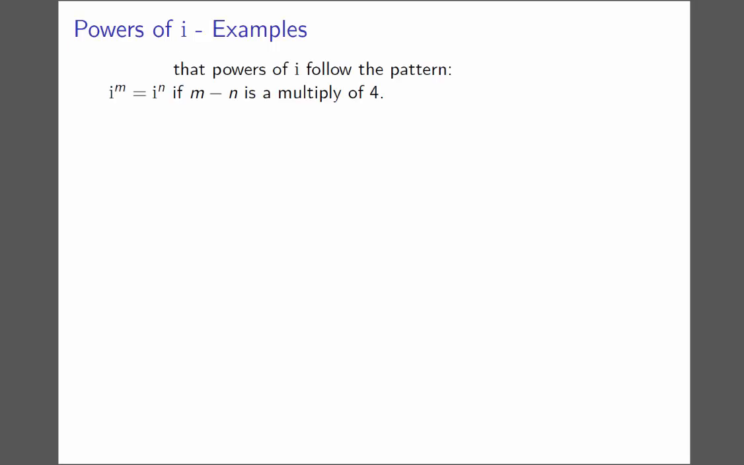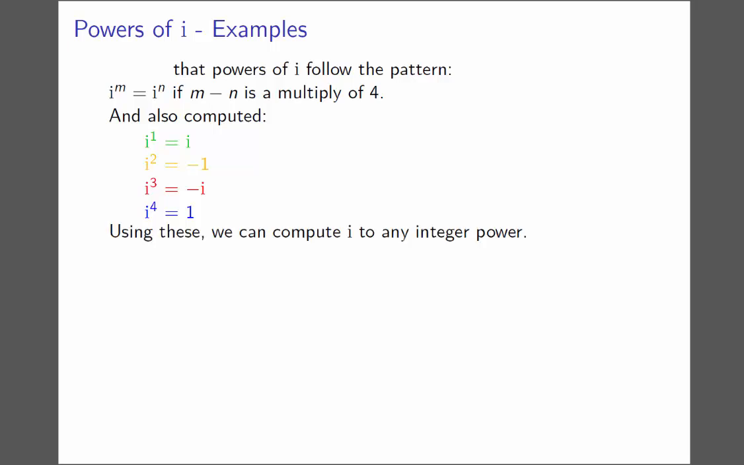We saw that powers of i follow the pattern i^m equals i^n if m minus n is a multiple of 4. And we also computed i to the first is i, i squared is negative 1, i to the third is negative i, and i to the fourth is 1. Using these together, we can compute i to any integer power.